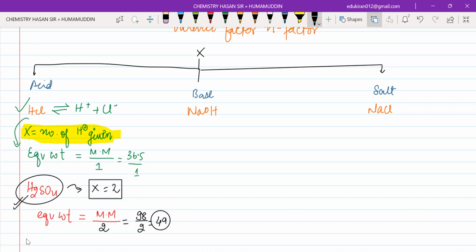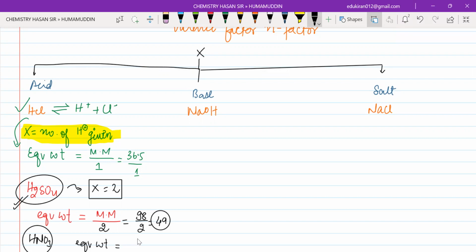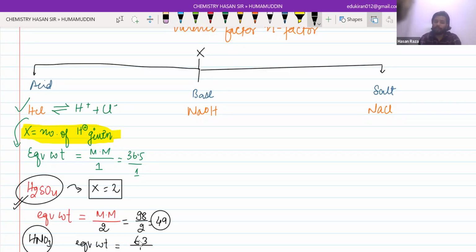Now, can you tell me the equivalent weight of HNO3? You need to calculate the equivalent weight of HNO3. Just let me know. So 63 is the molar mass, and it will give only one H plus, so 63 is the equivalent weight of HNO3, right?